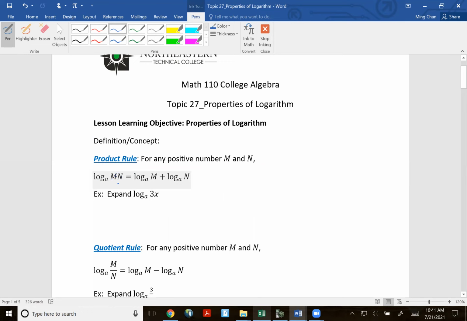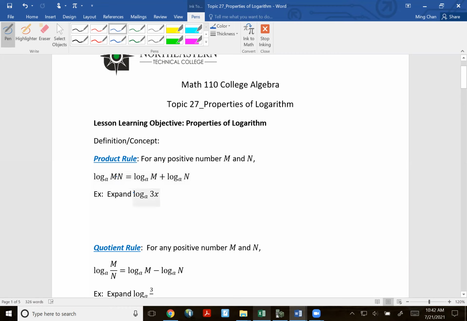Okay, so you've got two things being multiplied. This is a single term. This is a single term. Then what you can do is expand this into two separate terms. So if you're taking a logarithm of some sort of multiplication, then you can actually say this is log with a base a of m plus log with a base a of n. You just split them up into two separate terms with the addition sign. All right, the product rule will translate into addition of two separate terms.